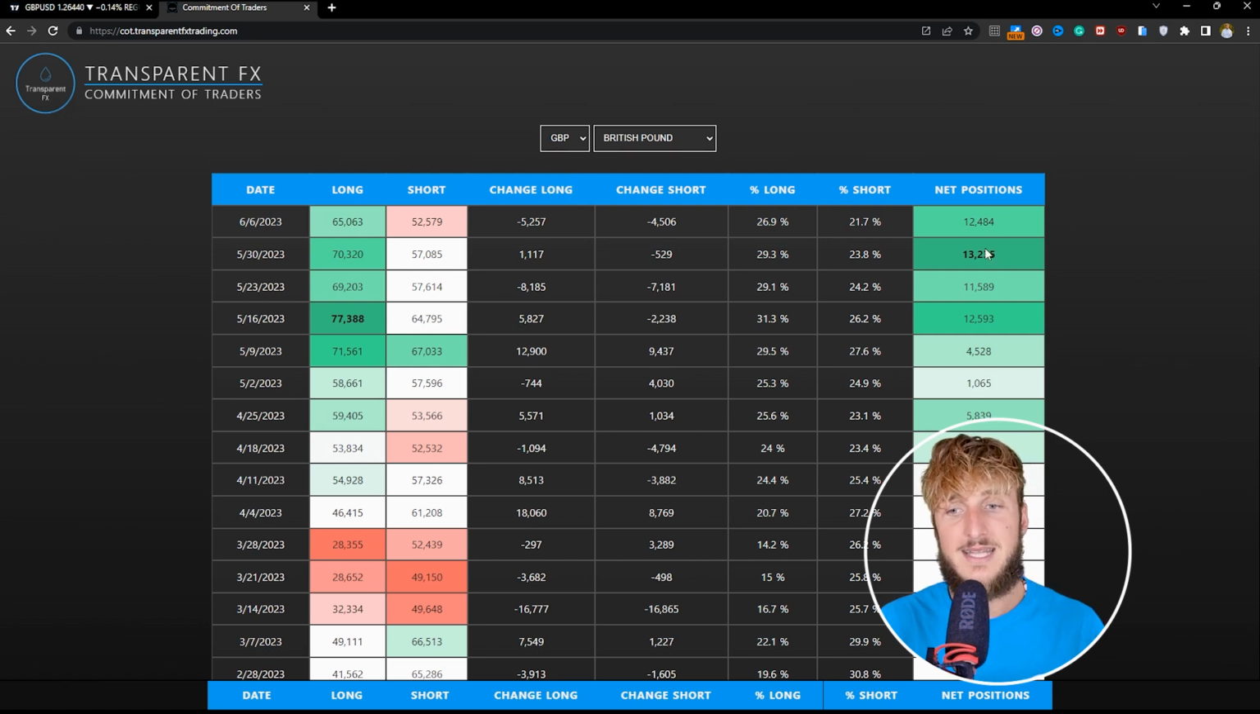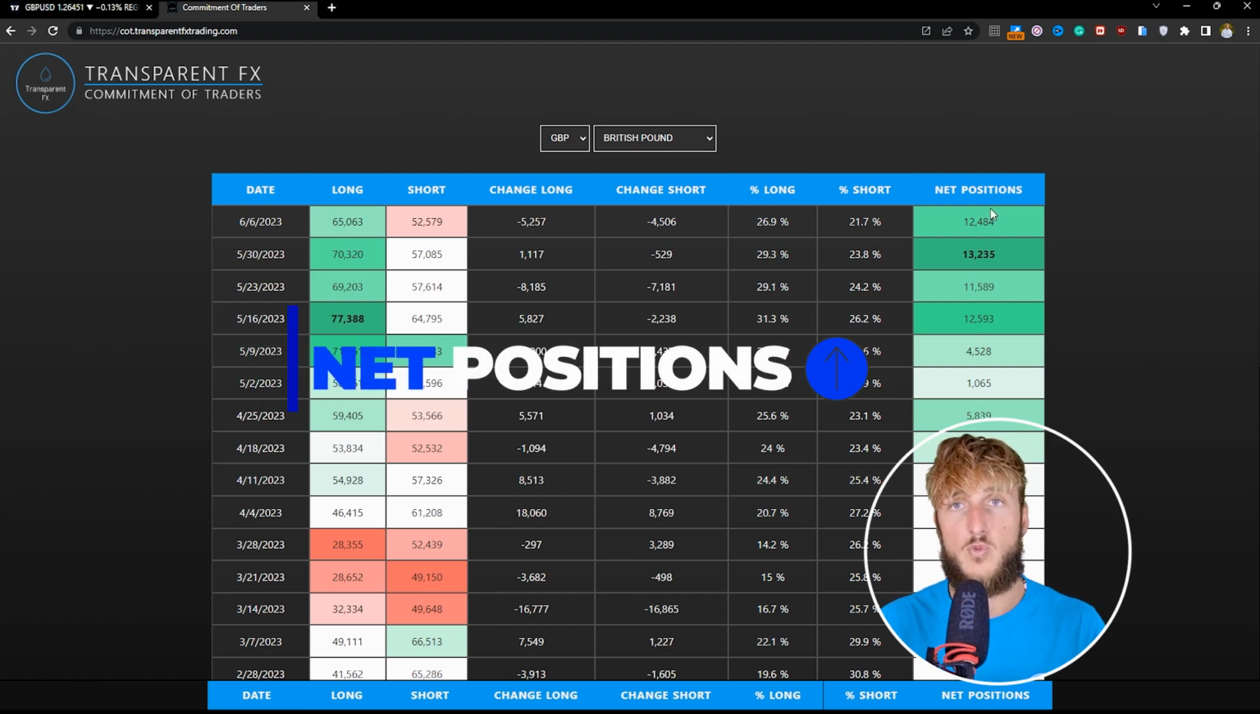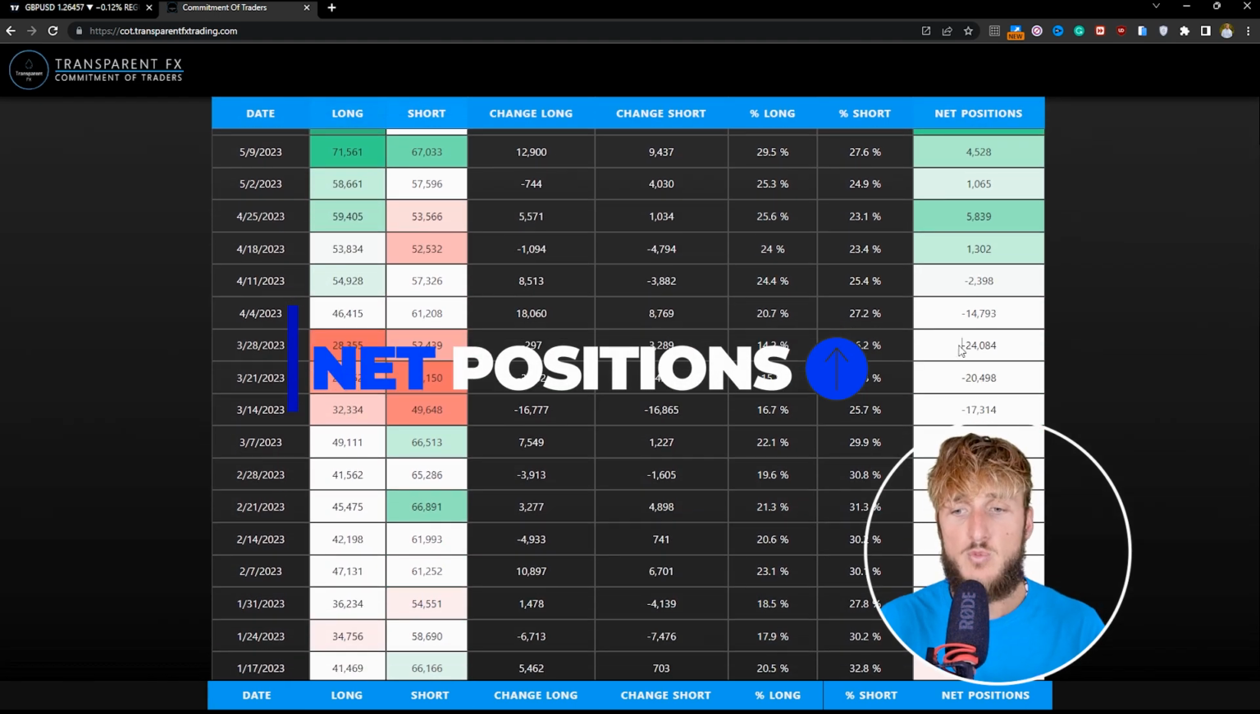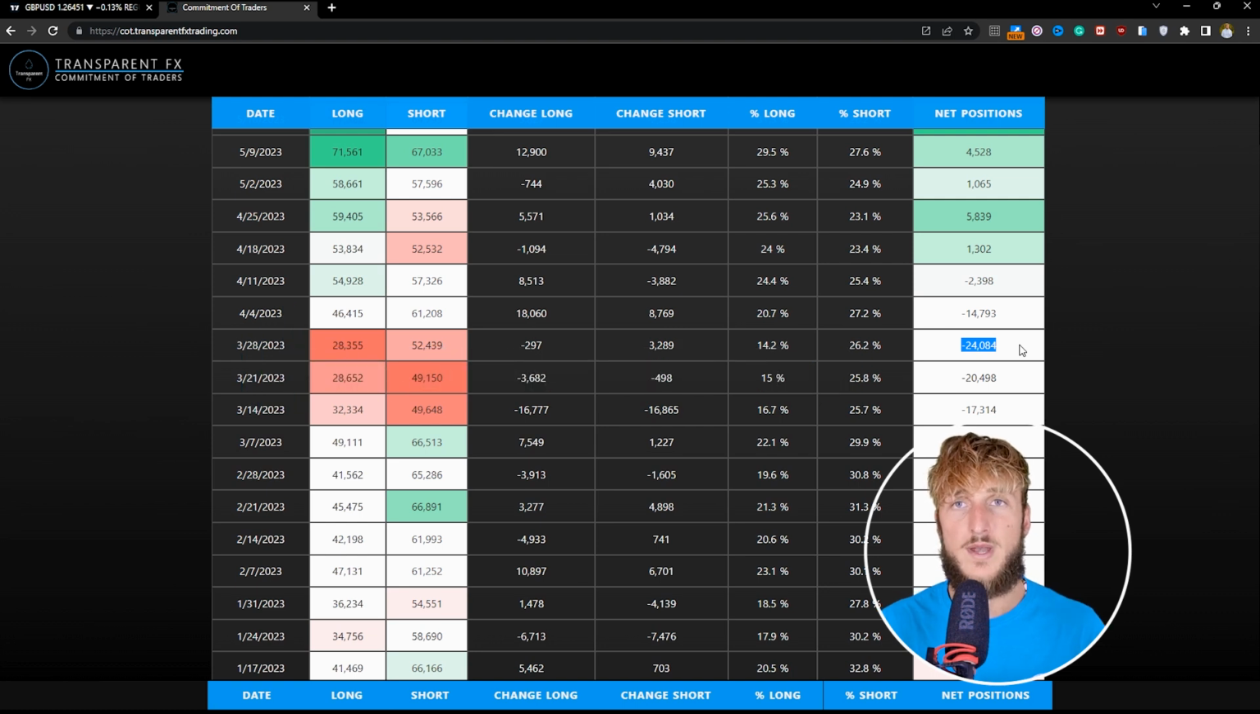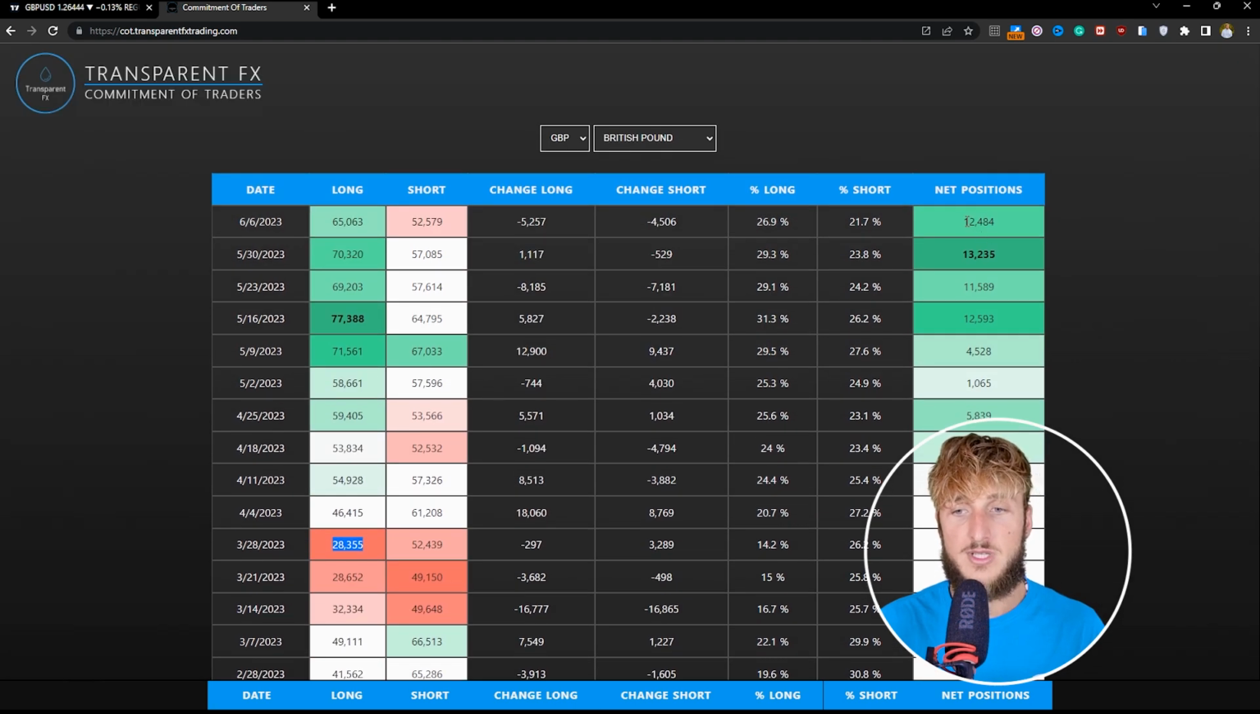And what we can see is that net positions have been shifting from negative to positive with the last reports. In fact, we went from having minus 24k net positions, meaning that from an institutional perspective, we had more shorts than longs, with 52k shorts compared to only 28k longs, all the way up to currently having a positive net positioning of plus 12.4k net positions, with 65k longs compared to only 52k shorts.